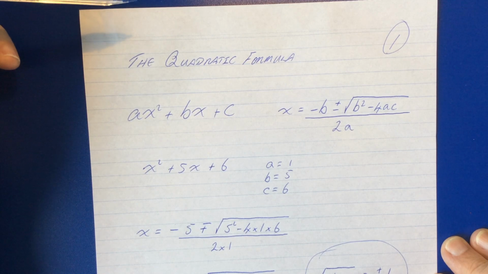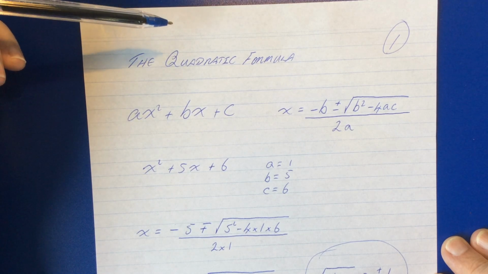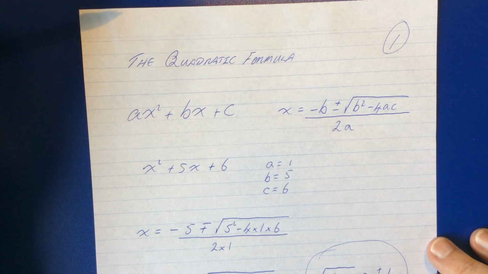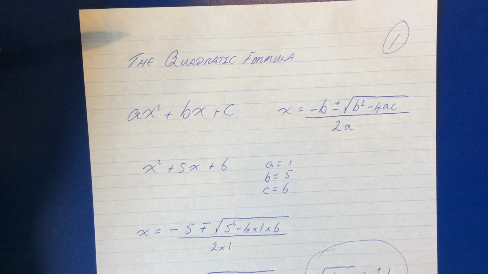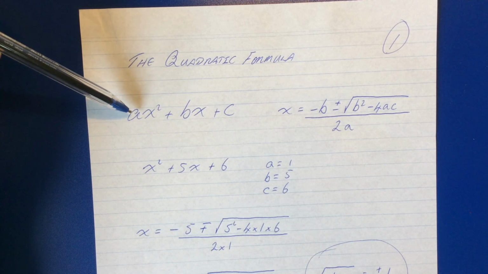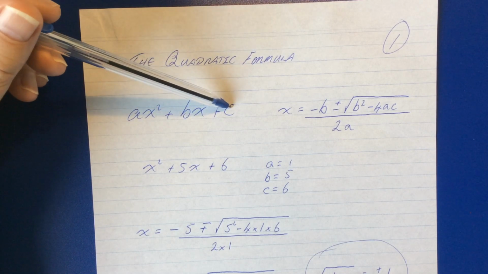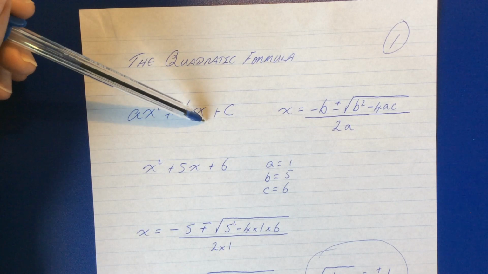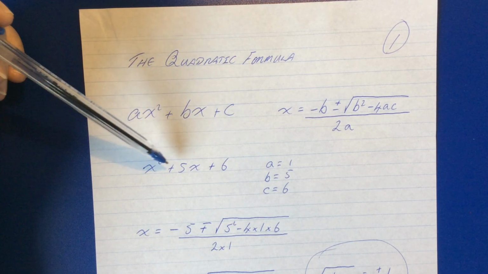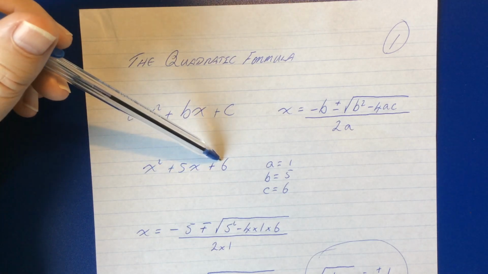So, you've been having a look in the quadratic playlist and you've come across the quadratic formula, which you may have seen at school or somewhere else, and you're wondering exactly how does this thing work. Well, it works as follows. First of all, you need a quadratic trinomial in this form, ax squared plus bx plus c. And here's an example of one, x squared plus 5x plus 6.